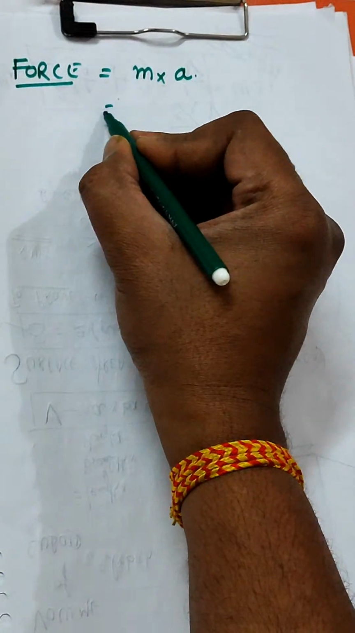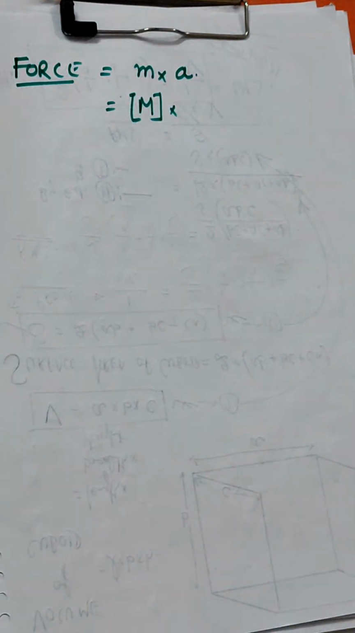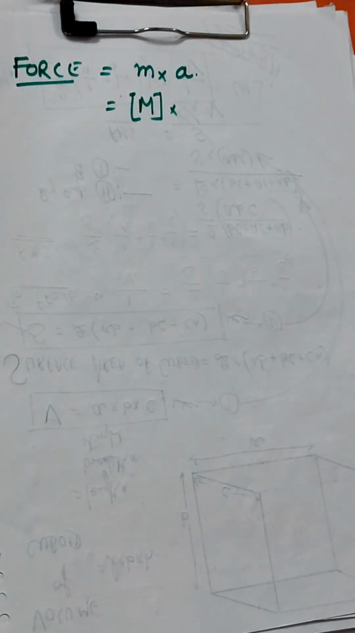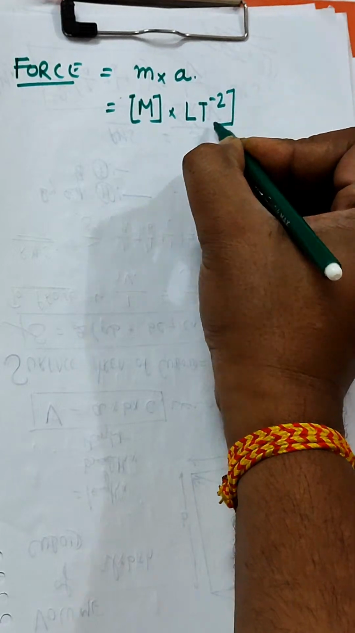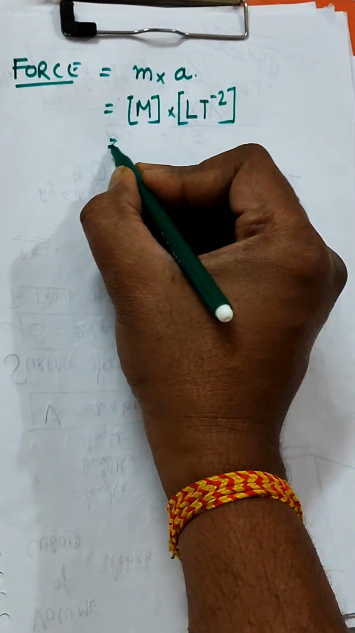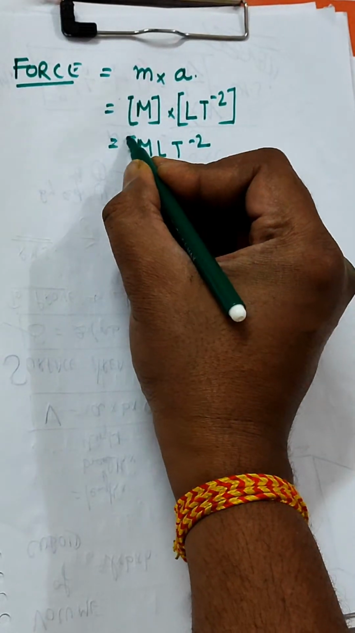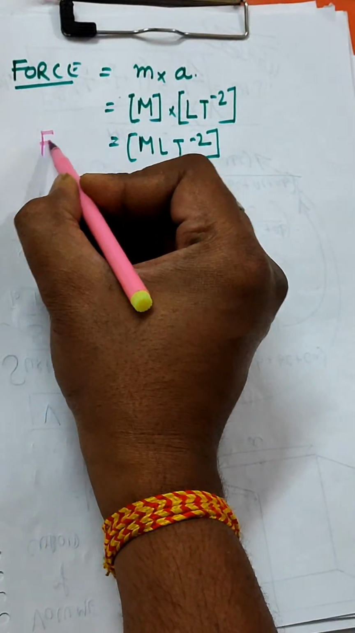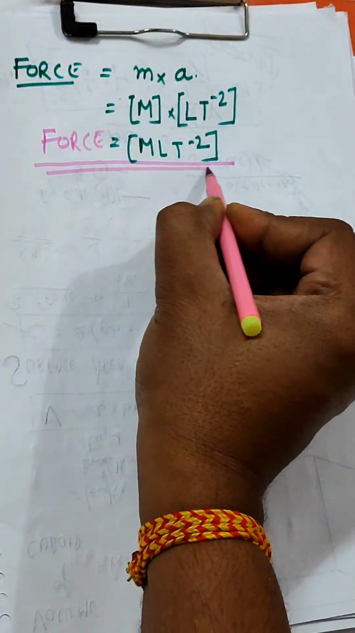And the dimension of m is like this, and the dimension of acceleration we have already calculated. You can see LT minus 2. So it can be represented as MLT minus 2. So this will be the dimension of force. Dimension of force is MLT minus 2, right?